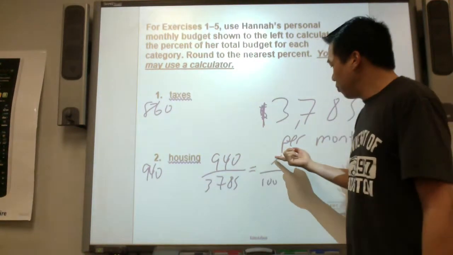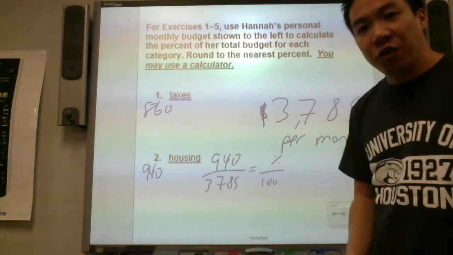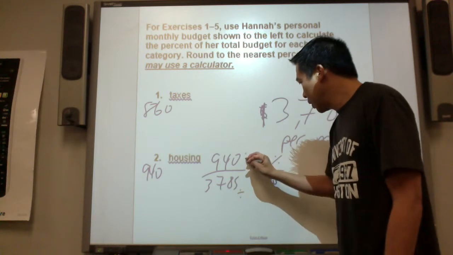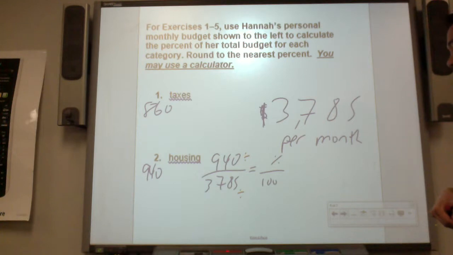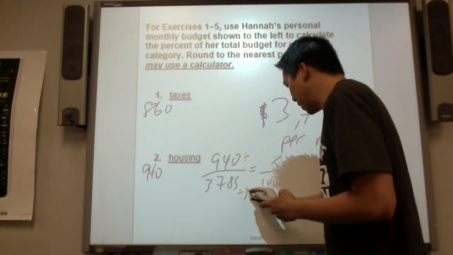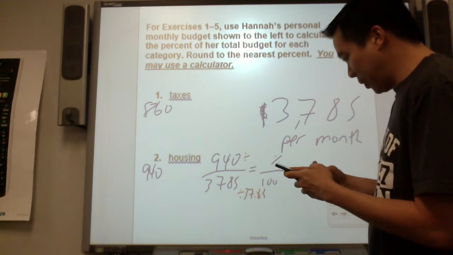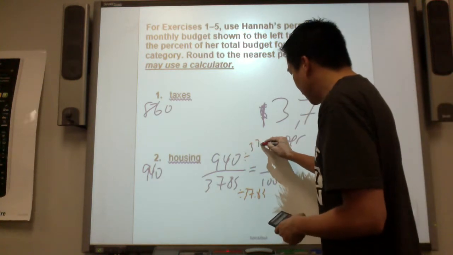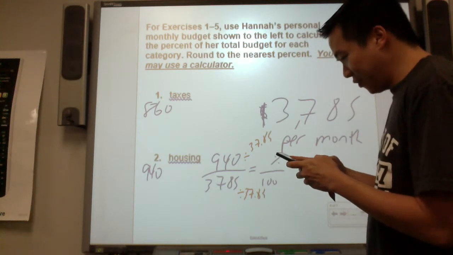So we do not know the percent, but we know part of the budget is spent on housing, $940. The whole budget is $3,785. So I need to break it down. If I want to break this down, what should I divide $3,785 by to get 100? Let's choose my calculator. I think it's 37.85. See, 3,785 divided by 37.85 does give you 100. So what is 940 divided by 37.85?